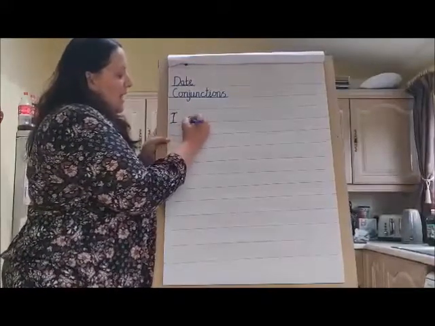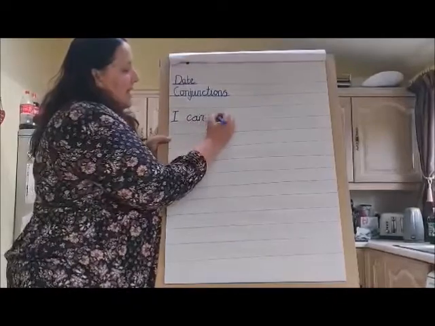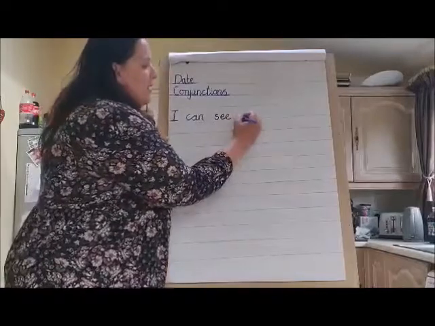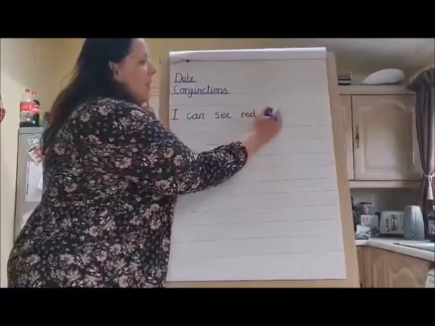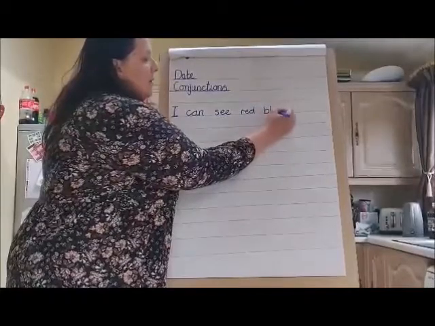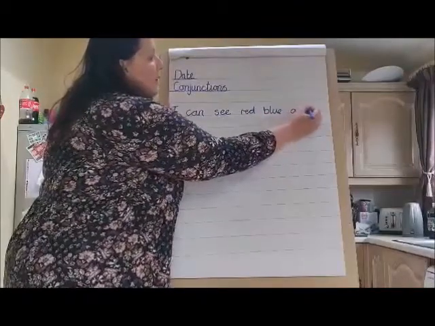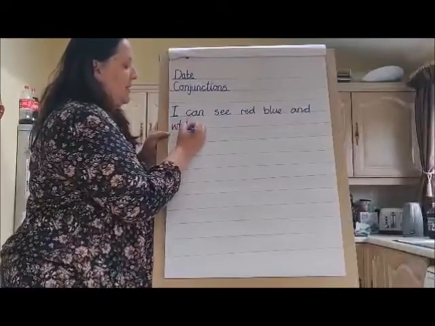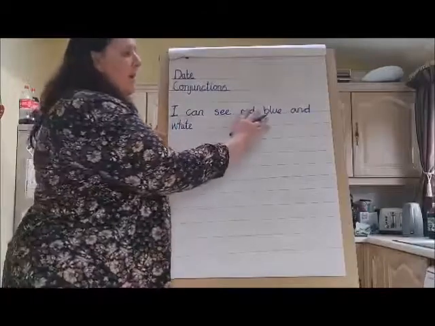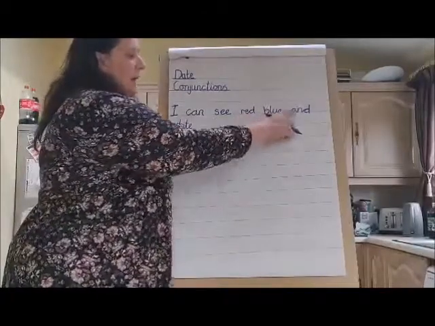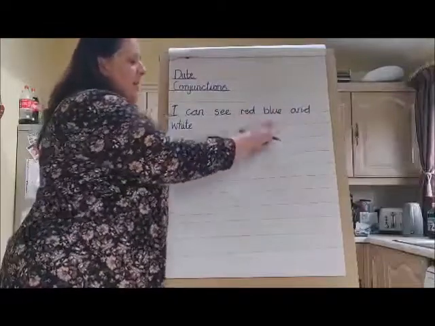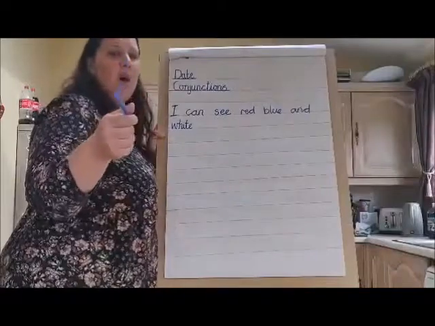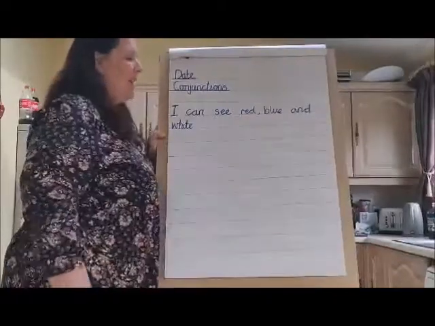Capital I can see. What was my next word? Oh yes, red. Red, blue and white. Hang on. What have I forgotten here? Red, blue and white. I've got a list of colours. When we write a list, what do I need? Oh, I heard one child shout it. I need a comma. Great, to split it up.